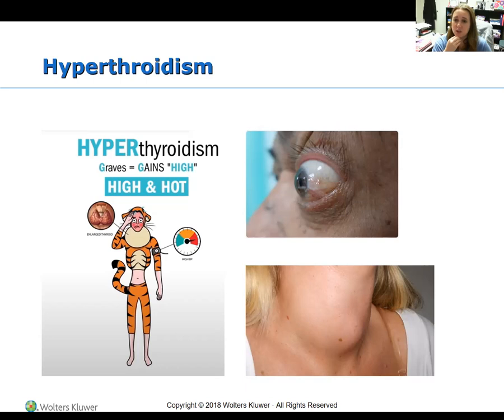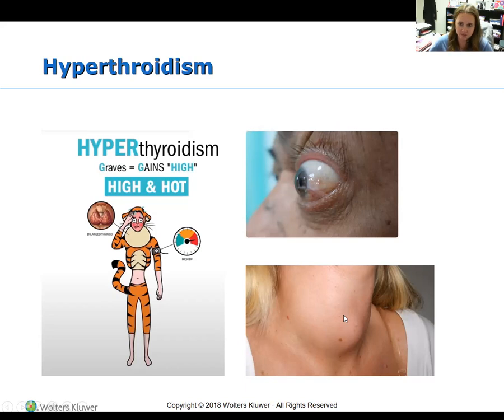So we can tell our patients at night they can put an eye patch over their eye, a pad, and tape it down to help with that. And then we have our golf balls in the throat, or our goiters. So that is the big bulge here in the throat, and that's the enlarged thyroid gland.